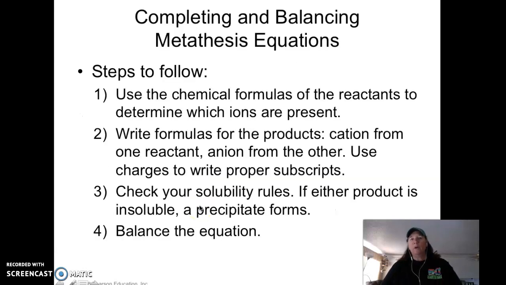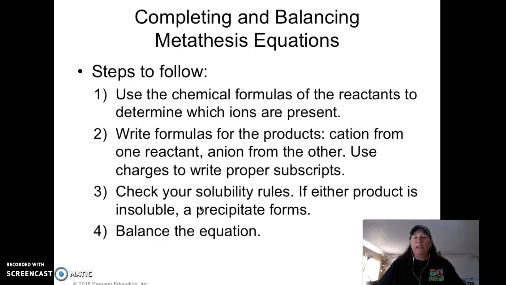So if you're going to do one of these reactions, the first thing you have to do, and I did part of that before, is use the chemical formulas of the reactants to figure out what ions you have. So you're going to break them down into ions and then use the formula of the products, the cations from one reactant and the anions from another. Remember, positive goes with negative. Don't put two positives together or two negatives together. That ain't going to happen. In other words, the metals go first, the nonmetals go second.